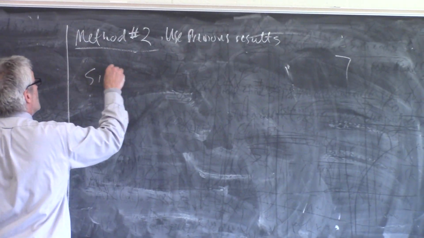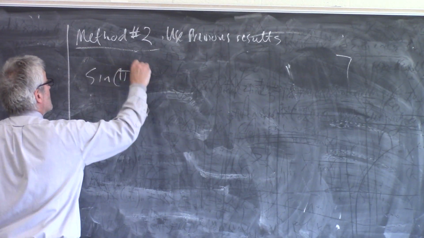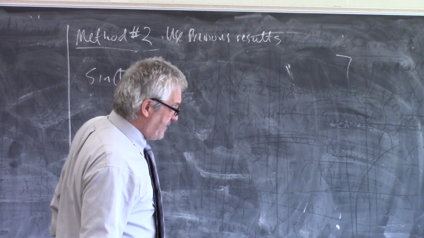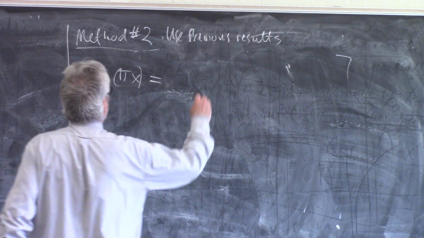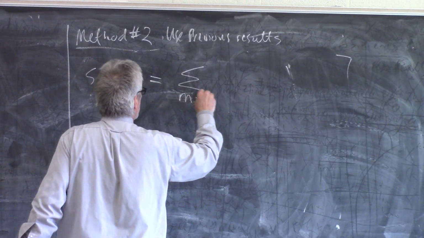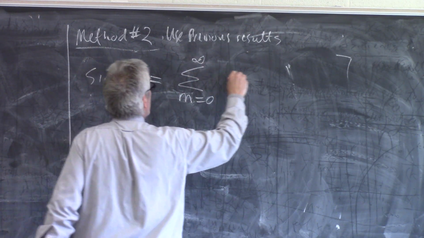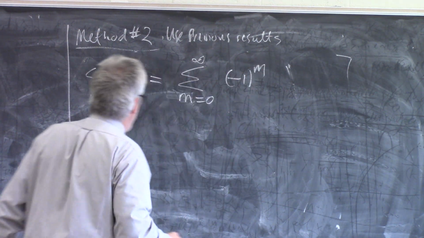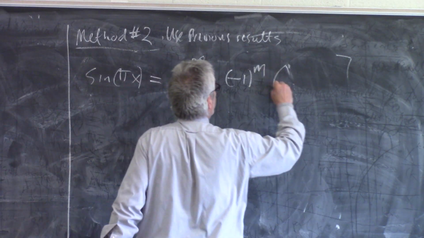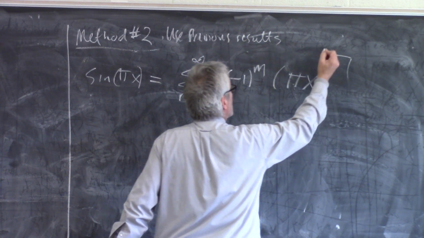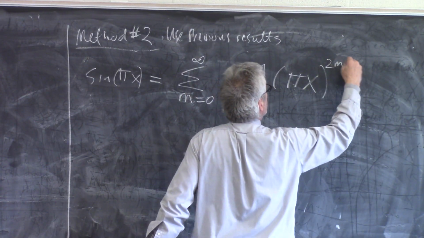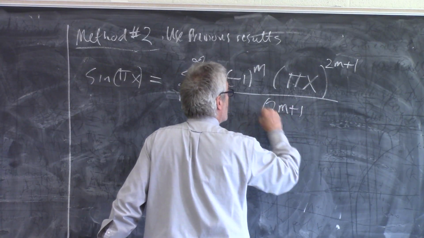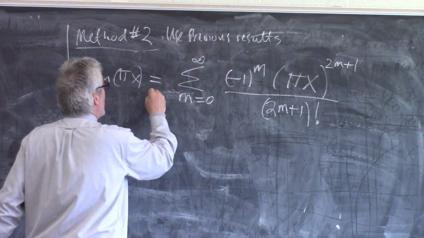So sine of pi x would be, well, let's go back over there and get that series for sine of x. We'd have the sum as m goes from 0 to infinity of minus 1 to the m. And then we have x, instead of x to the 2m plus 1, we'd have pi x to the 2m plus 1. And then divided by 2m plus 1 factorial. So we use, again, example 2.